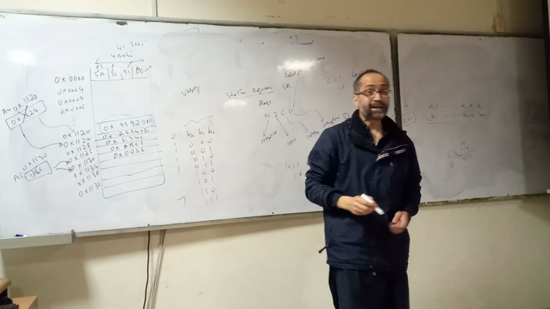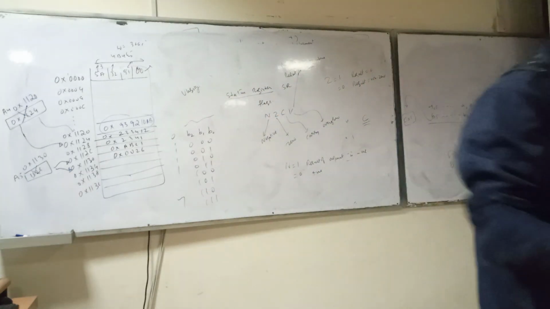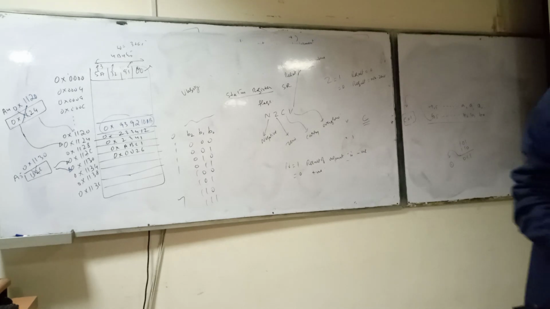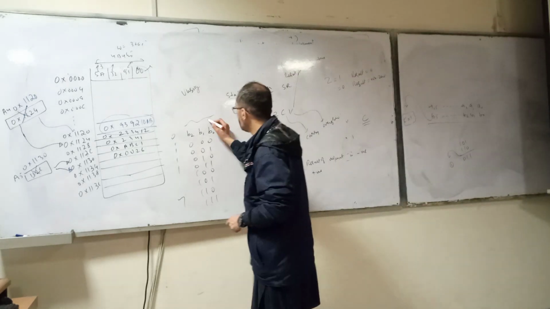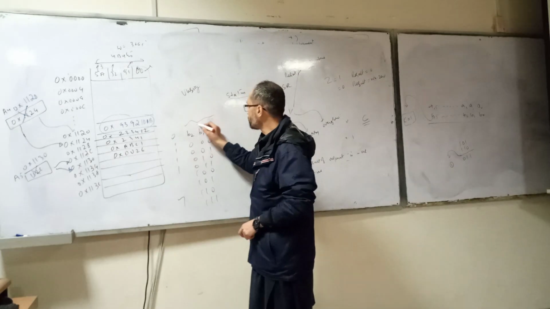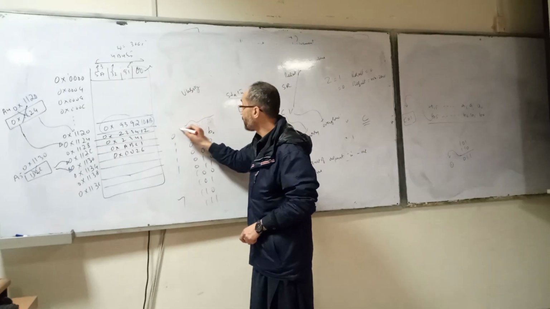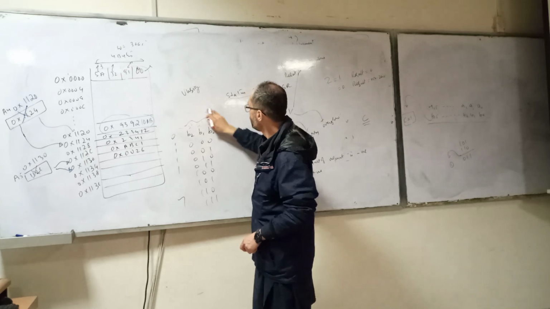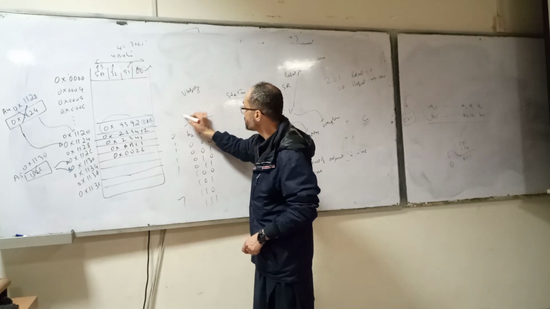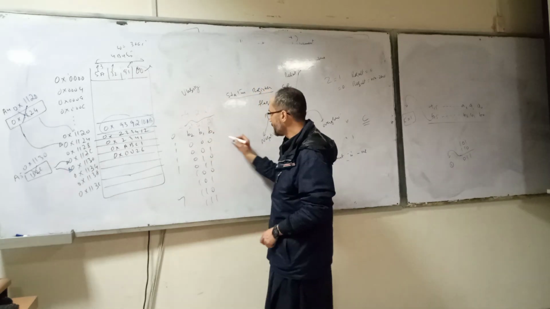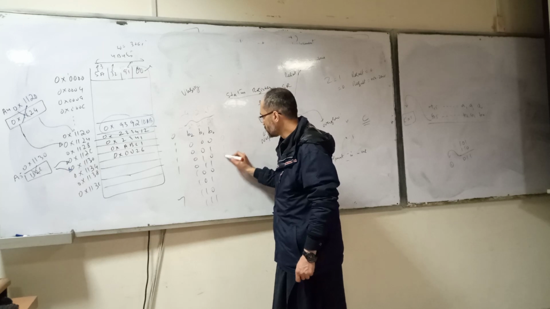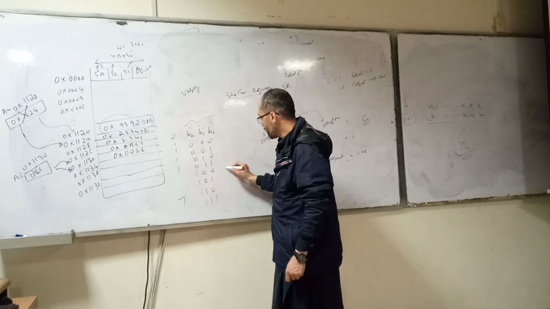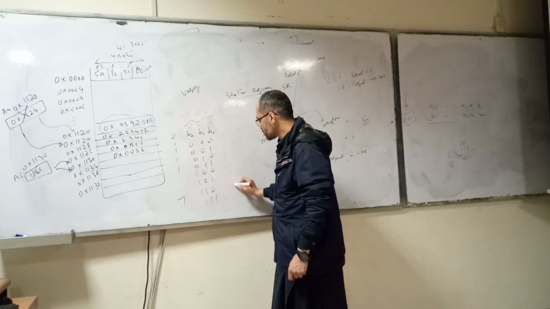But the complexity arises when we assume that this data is signed data. The weights are 2 to the power 0, 2 to the power 1, and minus 2 to the power 2. So the weights are 1, 2, and minus 4. So the data values are 0, 1, 2, 3, then 100 is minus 4, minus 3, minus 2, minus 1.